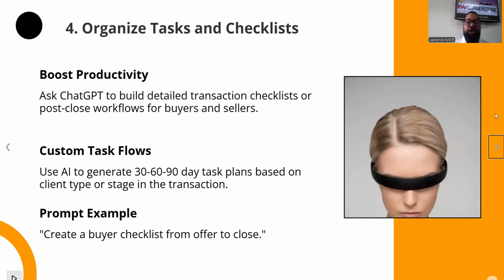Now that can include scheduling the fire inspection or a certificate of occupancy. That can include reaching out to attorneys. That can include a bunch of different things, right? But at least you'll have a checklist in front of you that says, hey, do this, do this, do this, do this, do this, right?